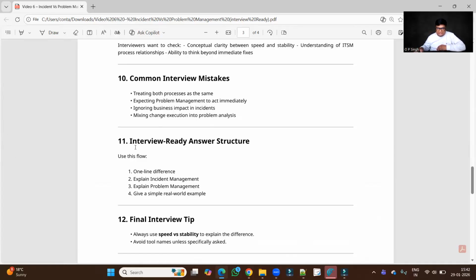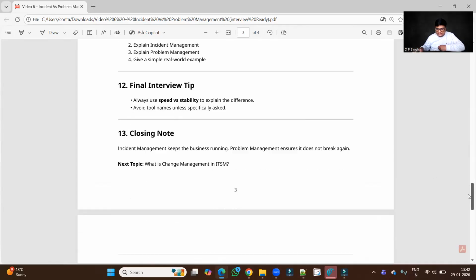Next is the interview-ready structure. You must know the one-line difference. You must explain incident and problem management properly. Give them a real-time example, which we already discussed. As simple as that. I hope you understand this difference.